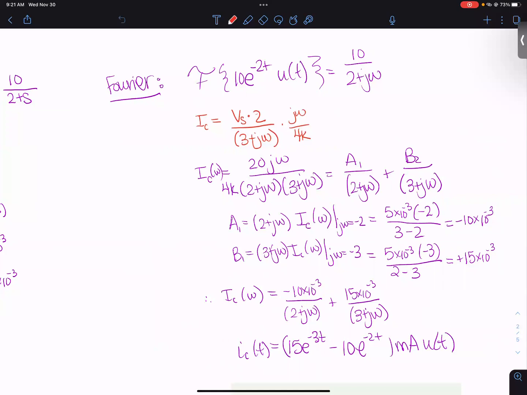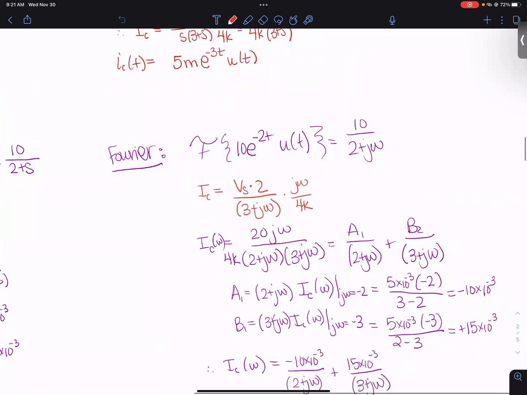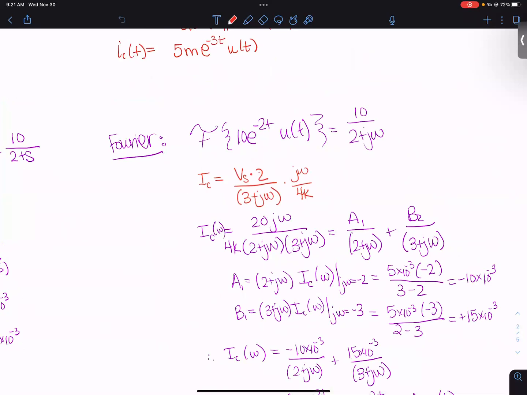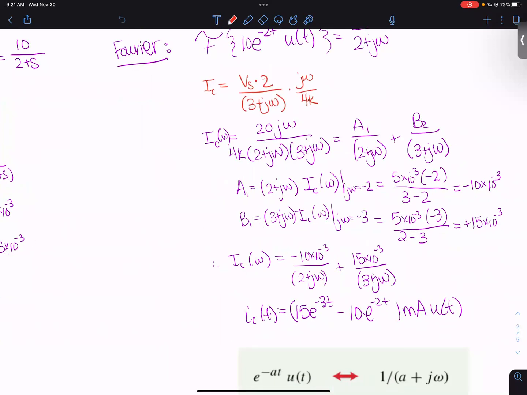Wait, why isn't VS if it's 10 e to the negative 2t? Yeah, this is the same. 20 over 4K is this. Oh, okay. Yeah, it's the same. And from here, you'll need to use partial fractions. So it's basically the same, just method of partial fractions, nothing special. Omega is the variable, right? Uh-huh. So J is the constant, so this is just a complex number times a variable.